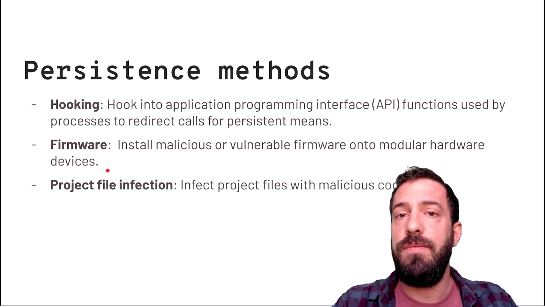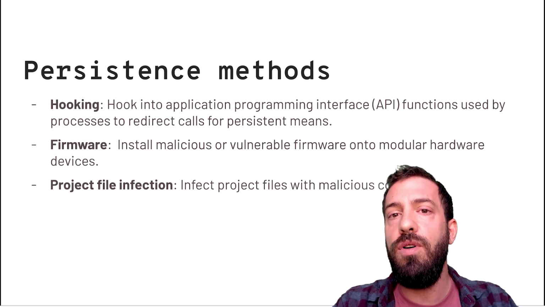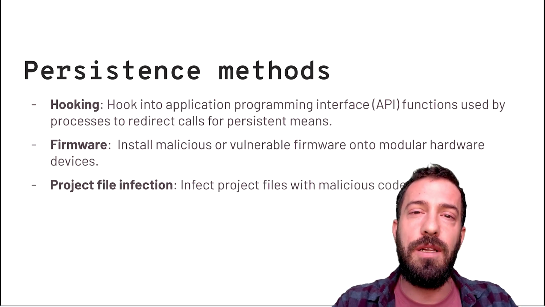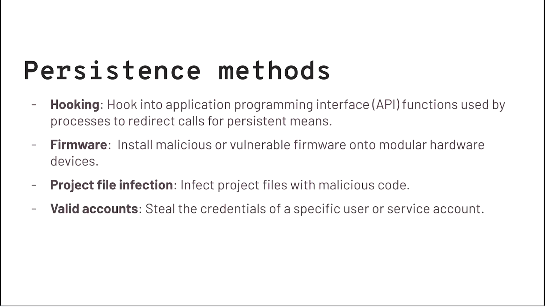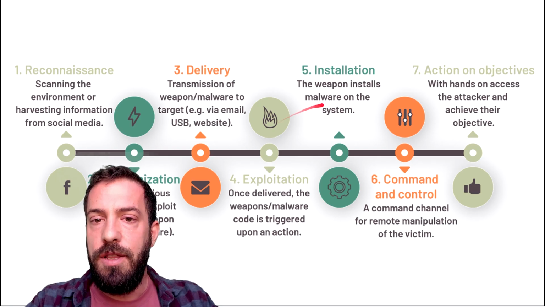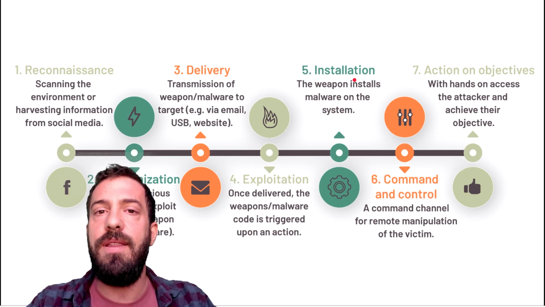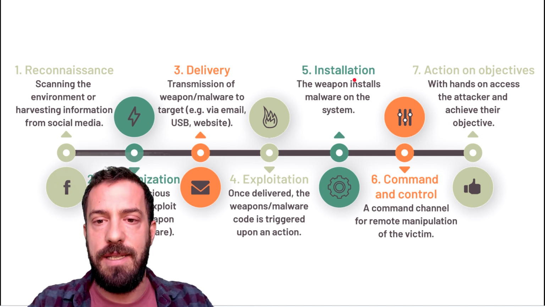Project file infection, Stuxnet did that. They changed the code of the Siemens PLC and installed malicious code that will stay even if the system is restarted. Valid accounts, if you steal the credentials of a user, then you can reconnect back even if the system is restarted. So you may have a connection, the system reboots, you have again the credentials, so you can connect back. Or you can create a new account in order to use it for entering the system again at a later stage. So now after step 5, the malware is installed and it's there in the system.